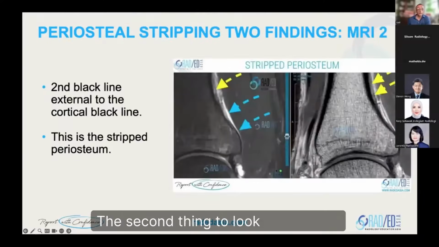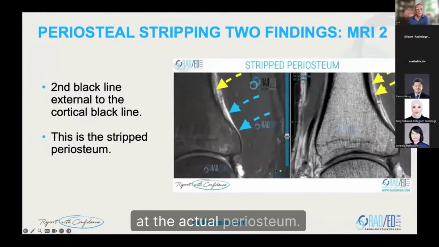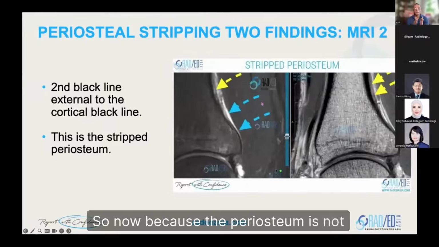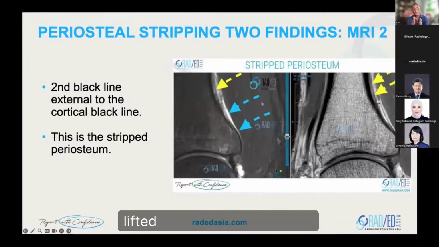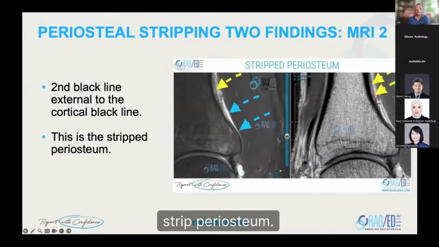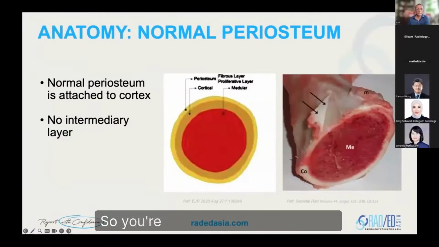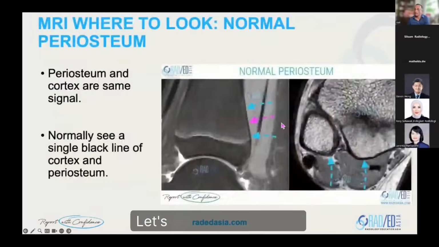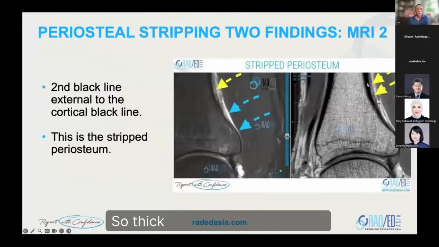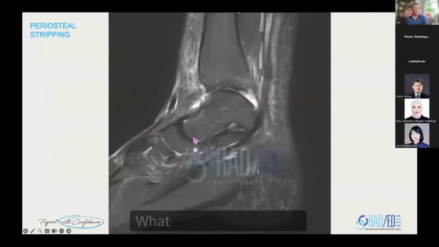The second thing to look at is the actual periosteum. Because the periosteum is not stuck to bone anymore, it's been lifted off, you can now see it. So what we end up seeing is two black lines. Here's the cortical line, and this really thin line here, that's the stripped periosteum. Going back to this, you're seeing the thick black line of the cortex here, and the thin black line of the lifted off periosteum here. Let's go back to that MR. So thick cortex, thin periosteum. What does that look like?